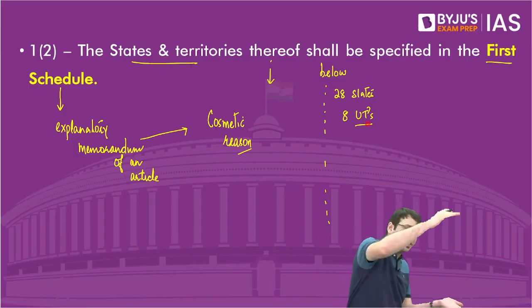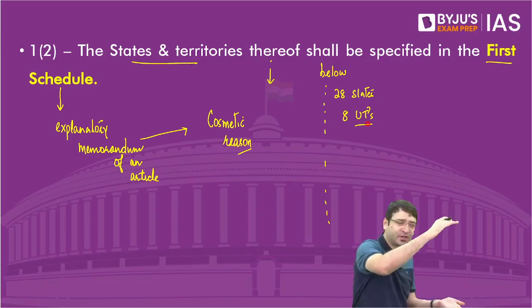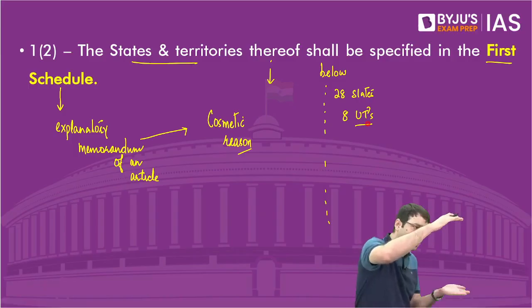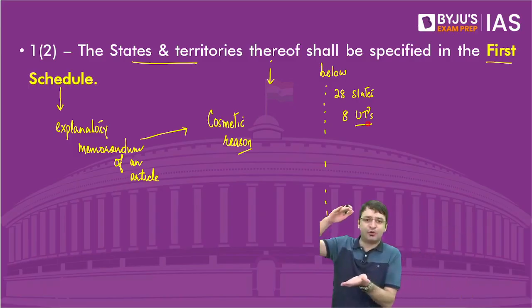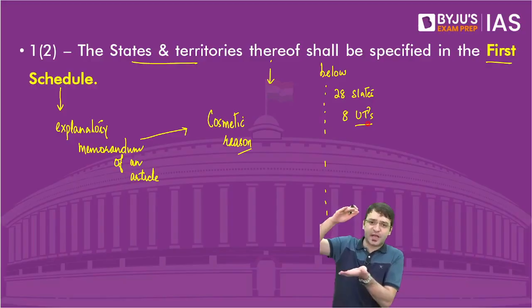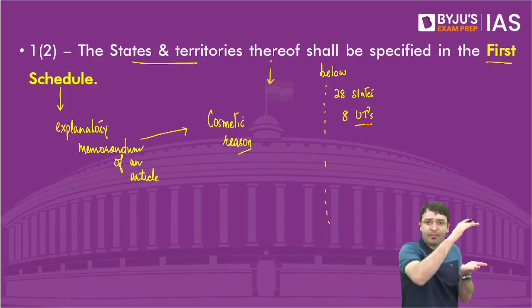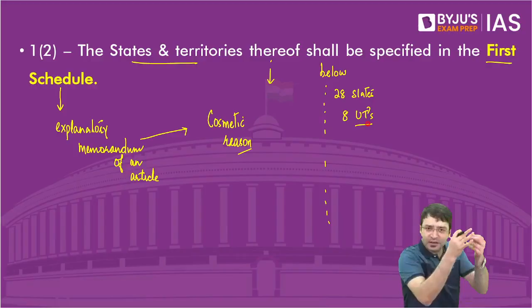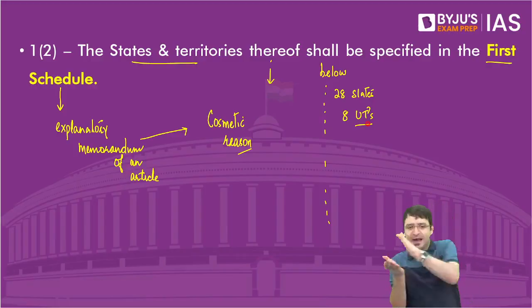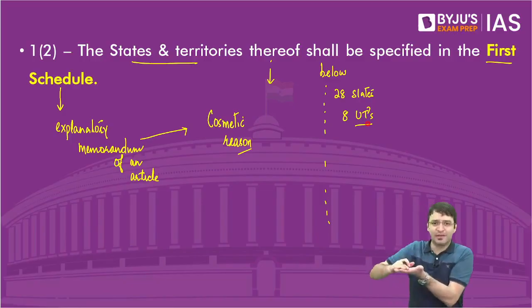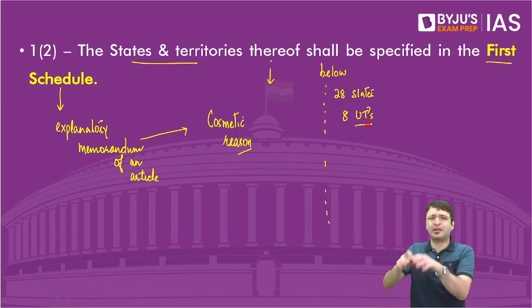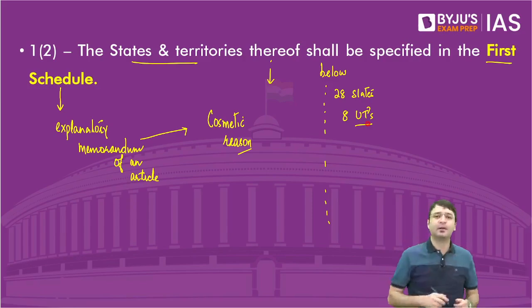That's why whatever explanation is required. What is the explanation? Which are these 28 states? Which are these territories? Their details will be mentioned in a schedule of the Constitution. So what is a schedule? It's an explanatory memorandum of an article. If an article requires more explanation, add that explanation at the end of the Constitution in the form of a schedule. This is just so that the articles don't look bulky.